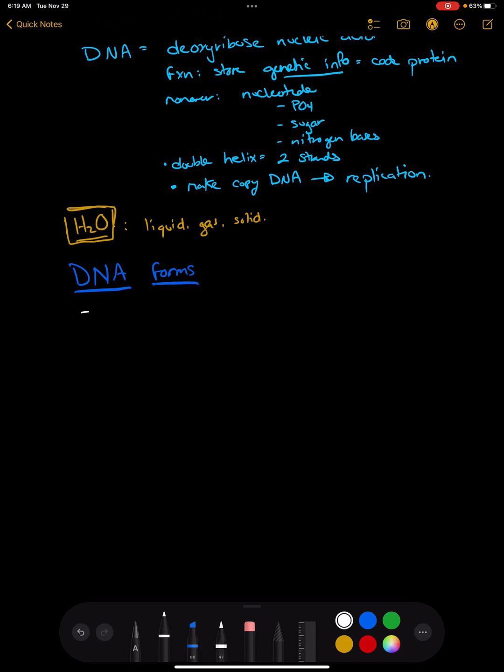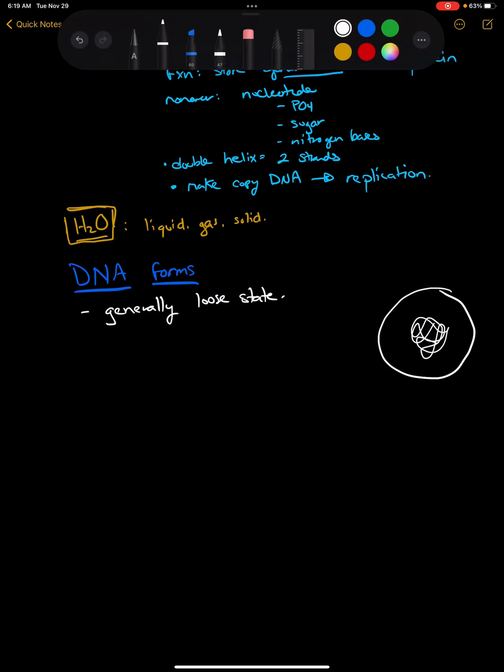The first form is generally like when your DNA is just sitting inside the cell, right? DNA is generally in a loose state. Like if we drew a cell, right? It doesn't matter what kind of cell it is, but here's my cell. When we drew DNA in the middle, normally we would just kind of do something like that. It's in a loose state. Why is it in a loose state? This makes it really easy to copy.